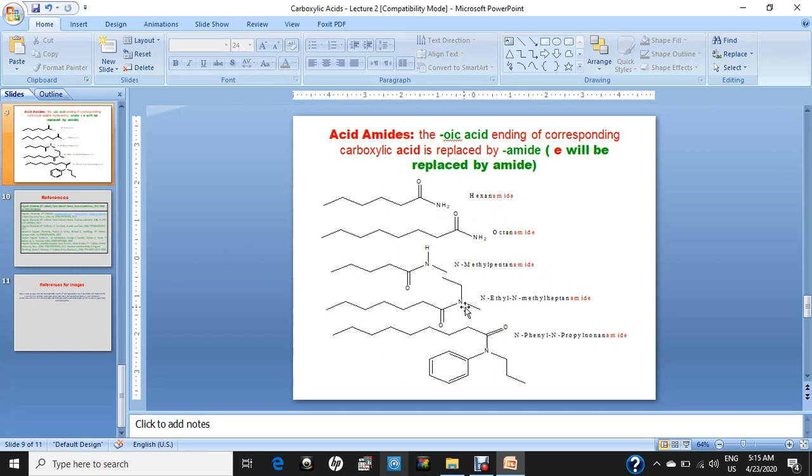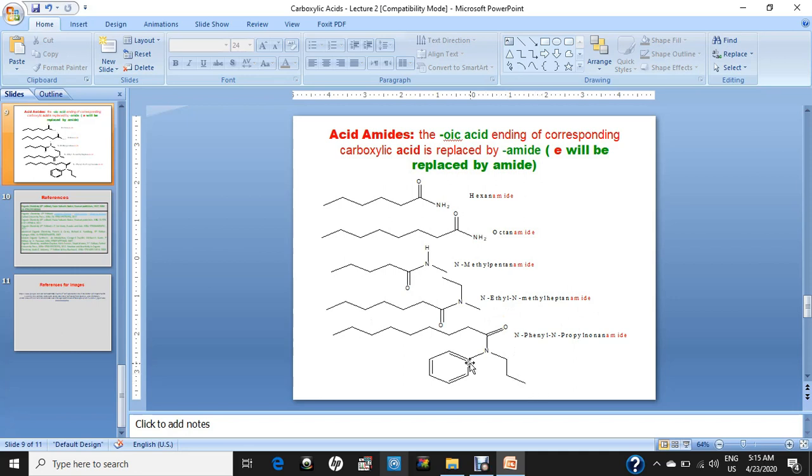Exactly, only you have to add here what is attached with this N. Here N is attached with 2 carbons, 1, 2. So this is tertiary, a tertiary amide. So we will write N-ethyl. We have 2 attachments here: this is ethyl, this is methyl. So we go in alphabetical order. First will come E, then M. So N-ethyl, N-methyl. How many carbons? 1, 2, 3, 4, 5, 6, 7. Heptanamide.